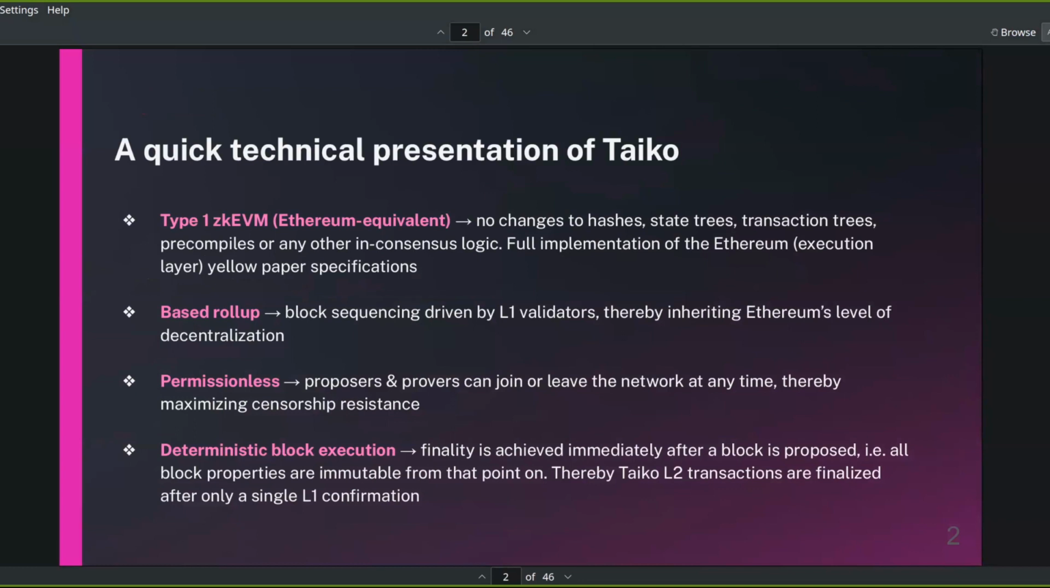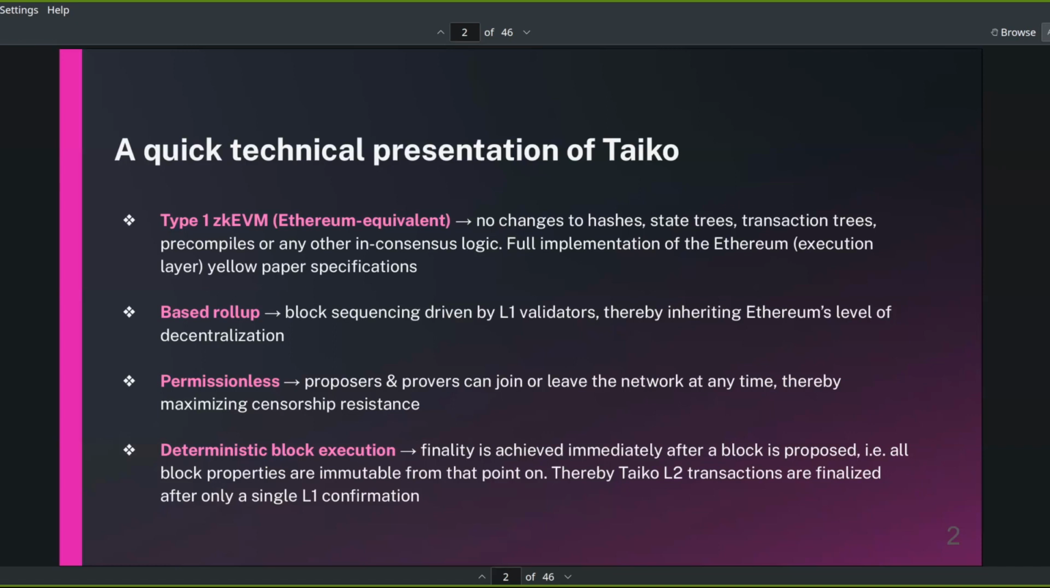So just a quick technical presentation of Tyco. It's a type 1 ZK VM. We don't change anything from Ethereum, no hashes, state trees, transaction trees. It's exactly the same as the yellow paper specifications. We might just change the maximum gas limit at the moment while we are optimizing the VM.